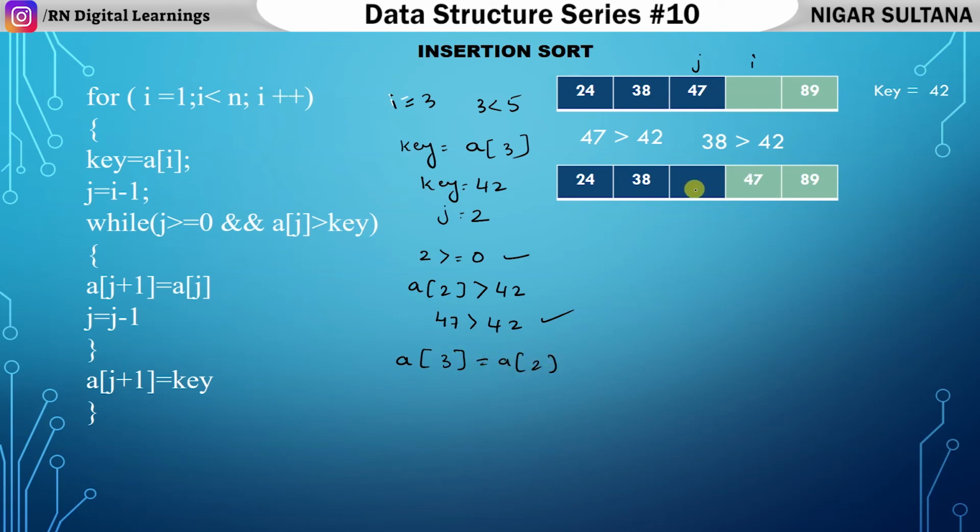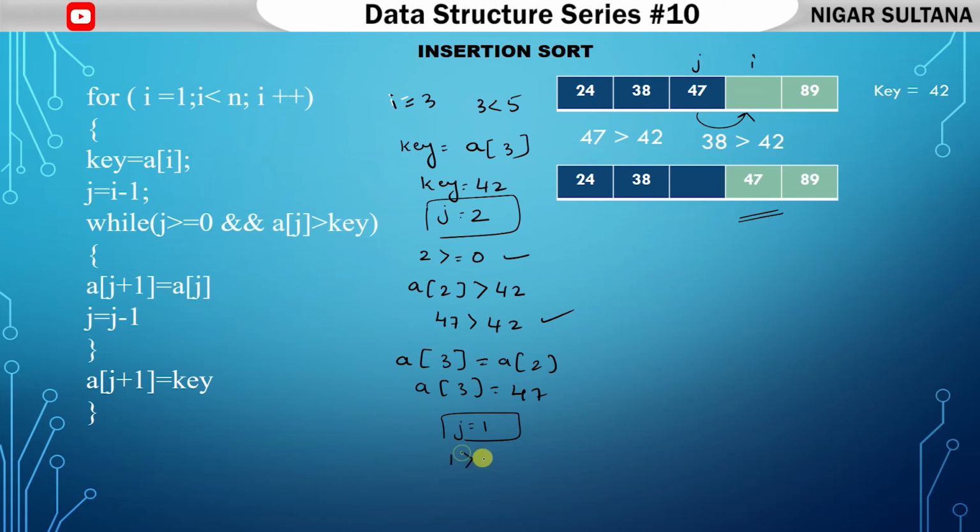What is A of 2? A of 2 is 47. I'll be placing this 47 in the place of A of 3. That is, A of 3 is equal to 47. In this, we have placed 47. Now, I'll be decrementing the value of J. Before, we had the value of J as 2. Now, it will become 1. Let's check the condition. Is 1 greater than or equal to 0?